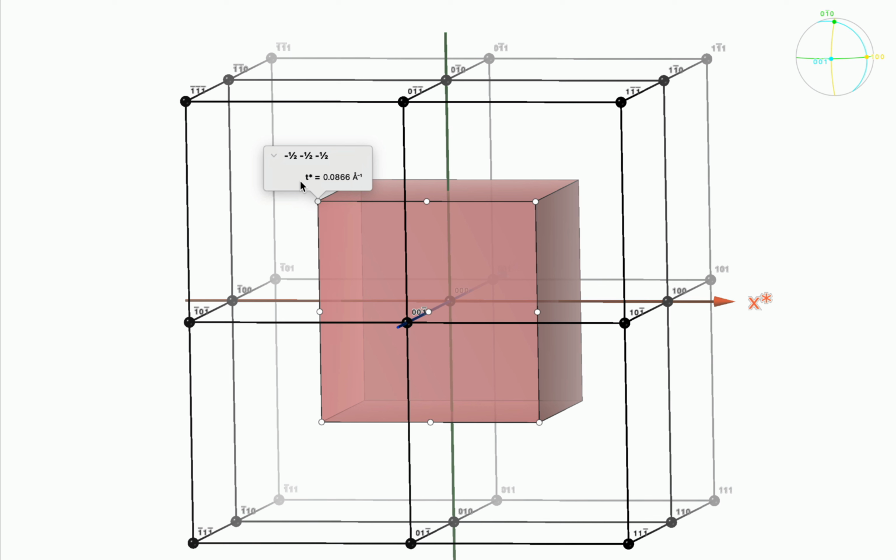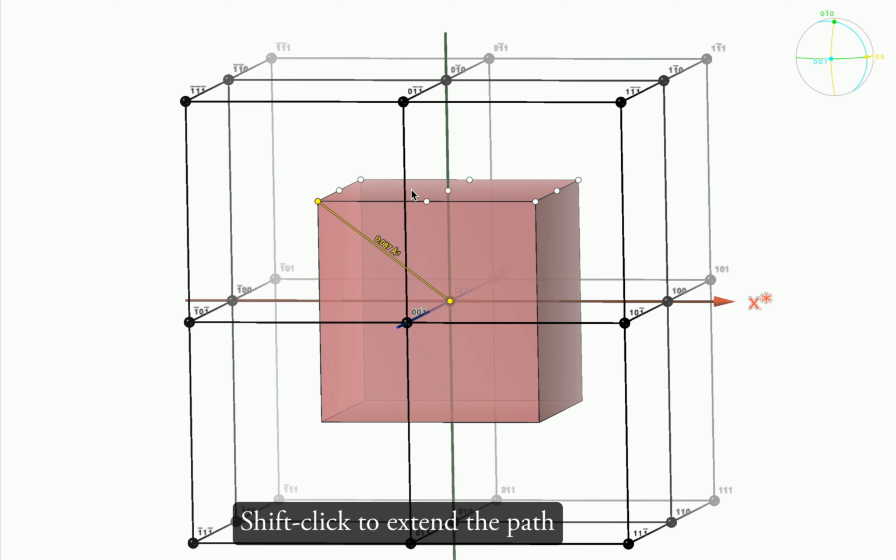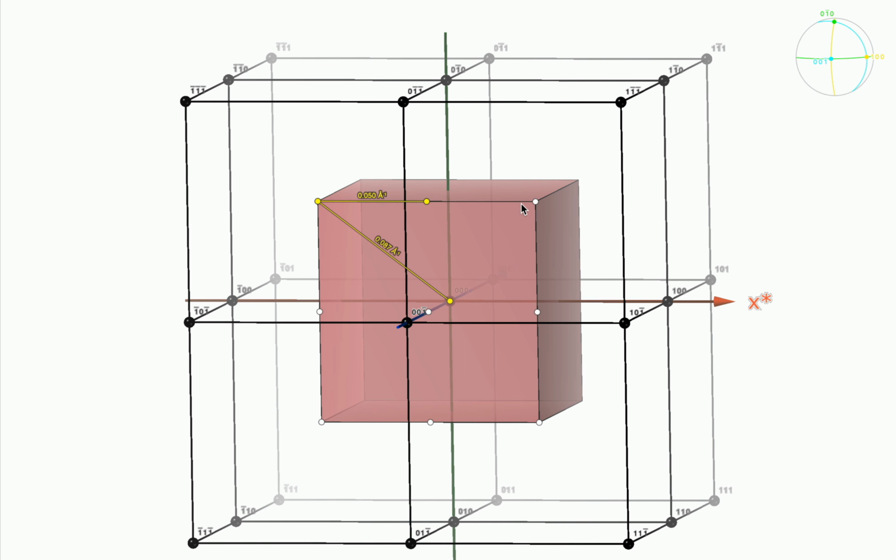We can also select one or more points and define a path between them. We use Shift-click to extend the path. And notice that I also selected the origin.